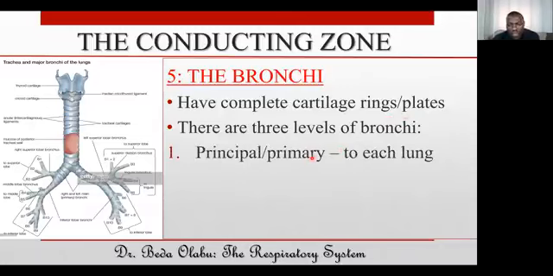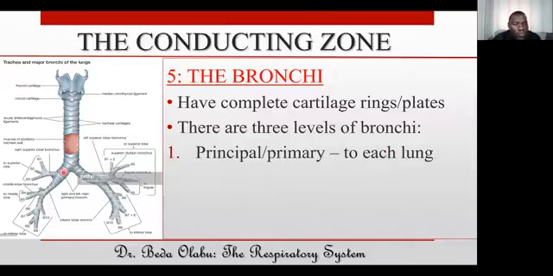The first type of bronchus is what we call the principal bronchus. You can call it the primary bronchus. So look, when the trachea comes, it divides into 2, the right and the left bronchi. These right and left bronchi are the ones we are calling the principal bronchus or the primary bronchus. You can call it the main bronchus. The air within the main bronchus goes to each lung.